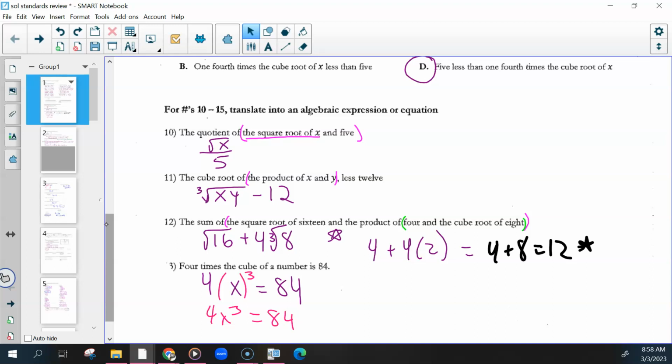Now 12, I did extra work because it didn't ask you for all this, it just wanted you to translate it. So the translation would have been the sum of, so we're adding 2 things, the square root of 16 and the product of 4 and the cube root of 8. So this would be your final answer. I just took it a step further because they're all numbers. Square root of 16, if we were evaluating, this would be 4. The cube root of 8 is 2. Multiply and add, we would get 12. But again, it didn't ask for that.